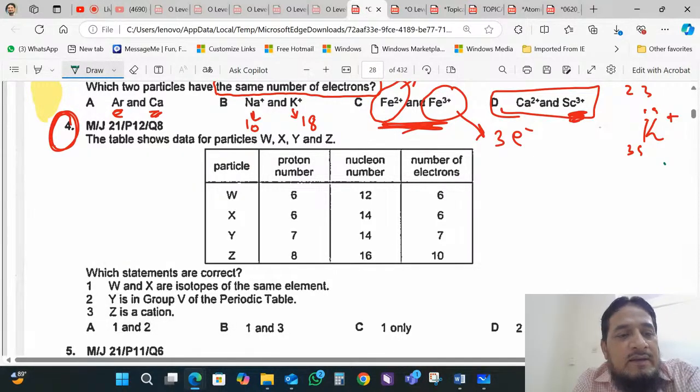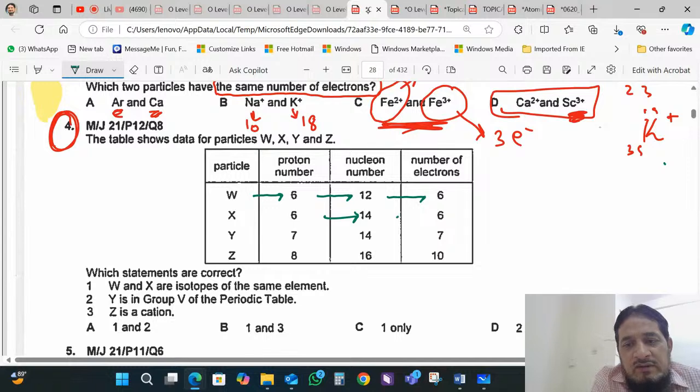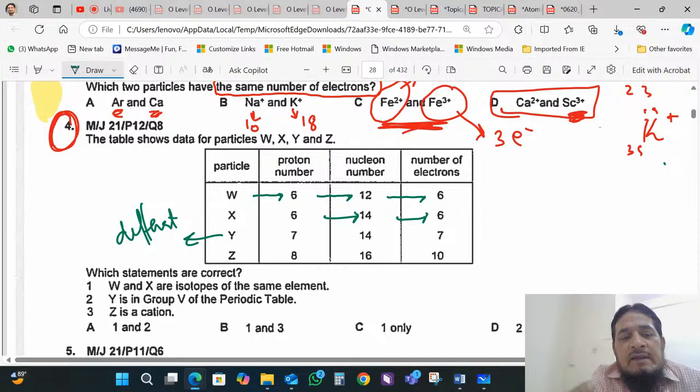Now see the table showing data for particles W, X, Y, and Z. Which statements are correct? He is saying W has 6 protons, a nucleon number of 12, and the number of electrons is 6. Then X has 6 protons but the nucleon number is different, 14, and the number of electrons is the same. Then Y has 7, a different element. When the number of protons changes, a new element will be there, and Z is also a different element.